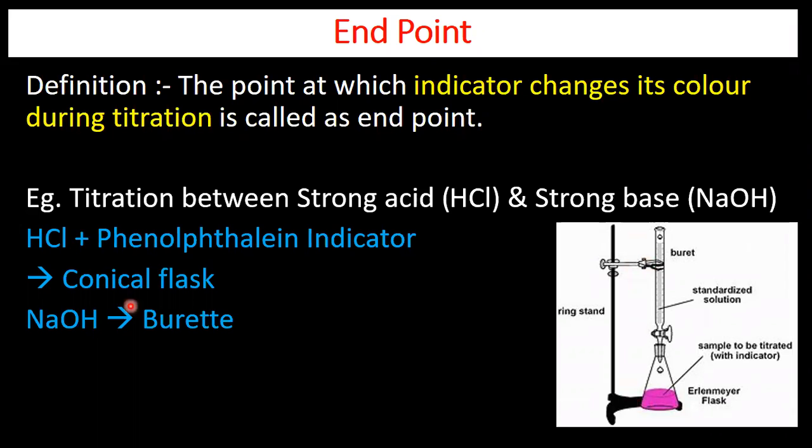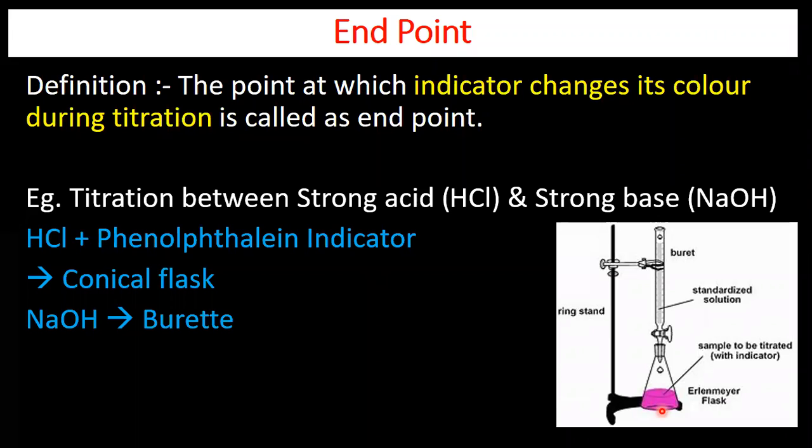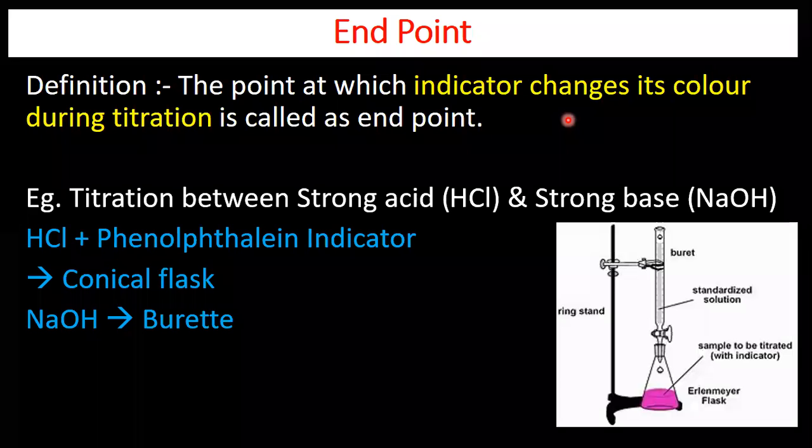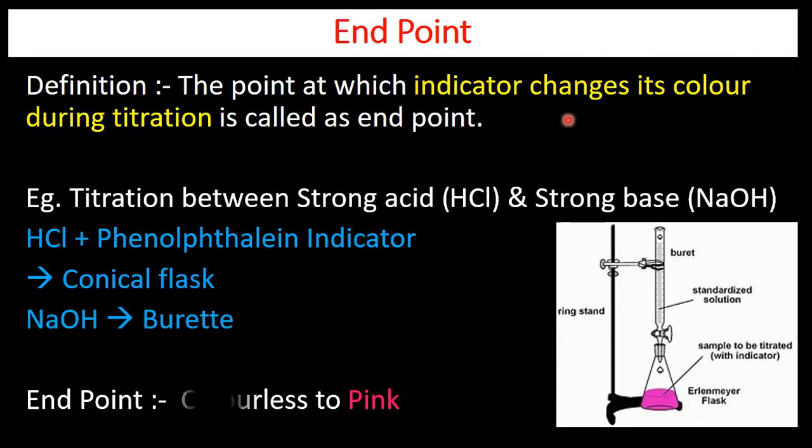This burette contained the NaOH solution, and the conical flask initially contained HCl and phenolphthalein indicator. This was a colorless solution, and when the end point is reached, when the reaction gets completed, the color of the solution changes, and this point is called the end point. So the definition of end point is that the point at which the indicator changes its color during a titration is called the end point. Never forget this definition. Now let us move ahead.